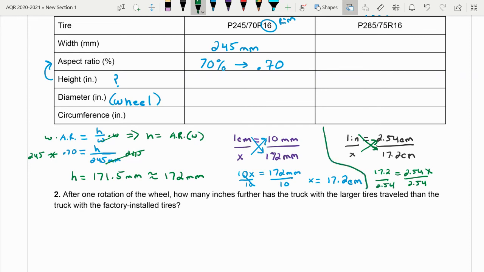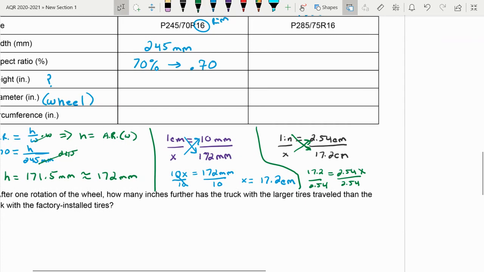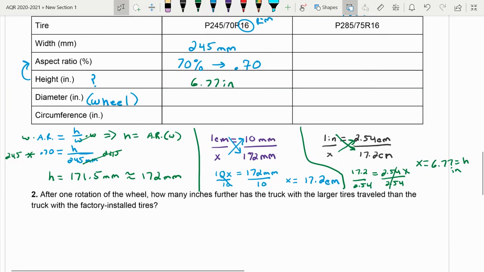Okay, so let me separate these out because these are different calculations. I get these cancel, leaving me with x, and then I get 17.2 divided by 2.54, and then I get 6.7716. So I'm going to do 6.77, which of course is our height in inches. Okay, 6.77 inches, so we'll put that in there. So 6.77 inches.